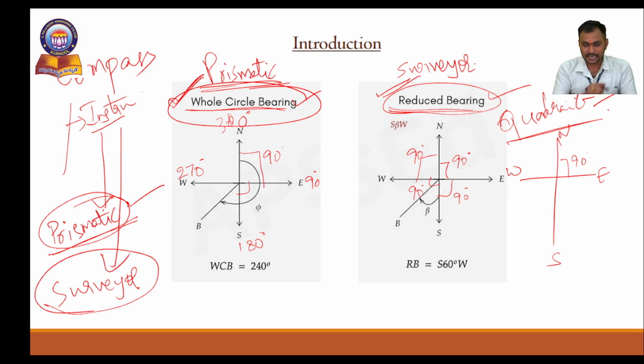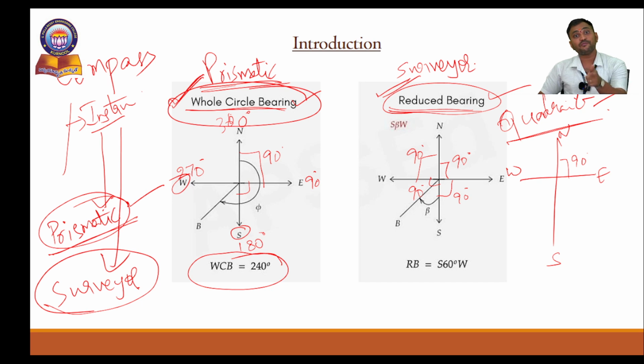Just for example, if we are measuring the area by using the prismatic compass, then the reading will become 240 degrees. Where is the 240 degrees? It lies in between south to west. From the south to west direction, that is 240 degrees.